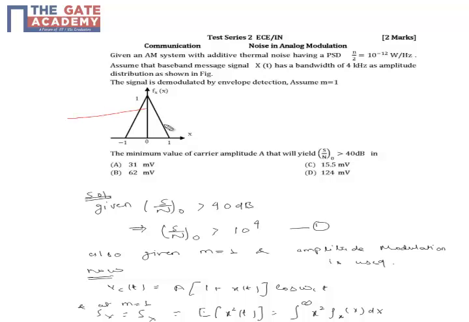The signal is demodulated by an envelope detector. Assuming the modulation index equal to 1, we have to find out the minimum value of carrier amplitude A that will give S by N at the output greater than 40 dB.